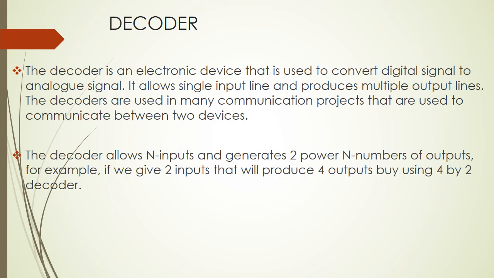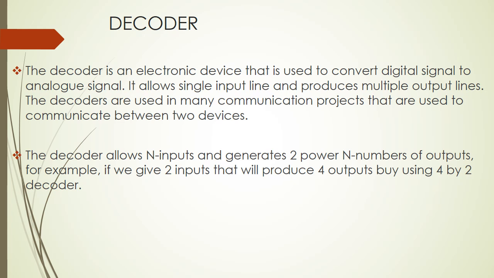So, decoder. A decoder is an electronic device that is used to convert digital signals to analog signals. Analog signals represent information as continuous waves, and digital signals represent information as discrete values, typically using binary codes, which are 1s and 0s. It allows a single input line and produces multiple output lines.